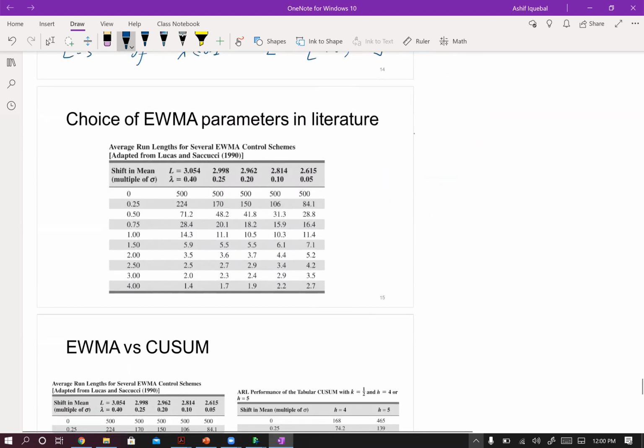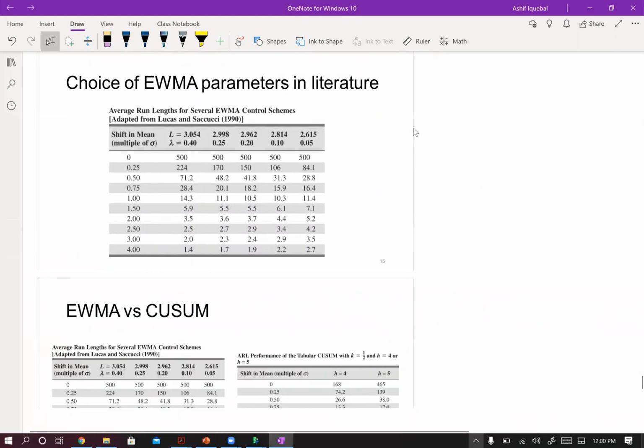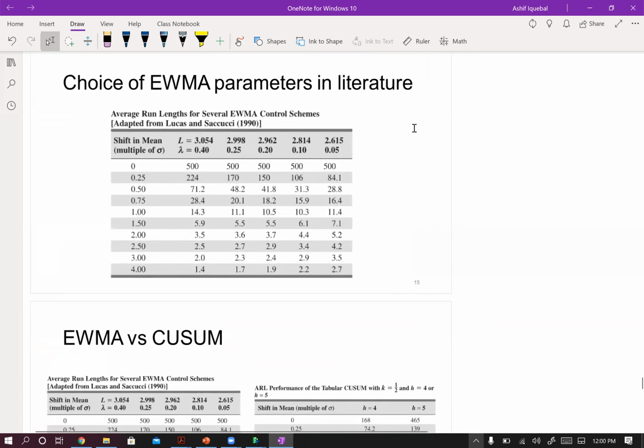Give me a couple more minutes. I want to talk about this table here quickly. Based on some simulation studies, people have found the value of average run length for different values of L and lambda. The first row gives different values for L and different values of lambda, right? The second row, where the shift in the mean is 0, corresponds to ARL0, and all the following values correspond to ARL1. If the shift in the mean is 0, your ARL0 is 500 for all of these cases. For different values of the shift in the mean, you can calculate the value of ARL1 by looking at this table.